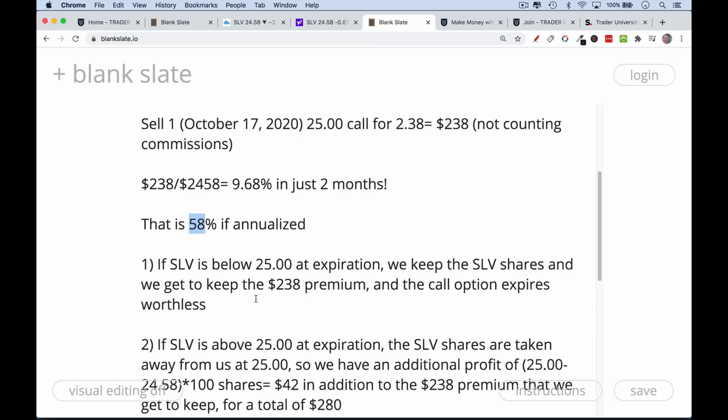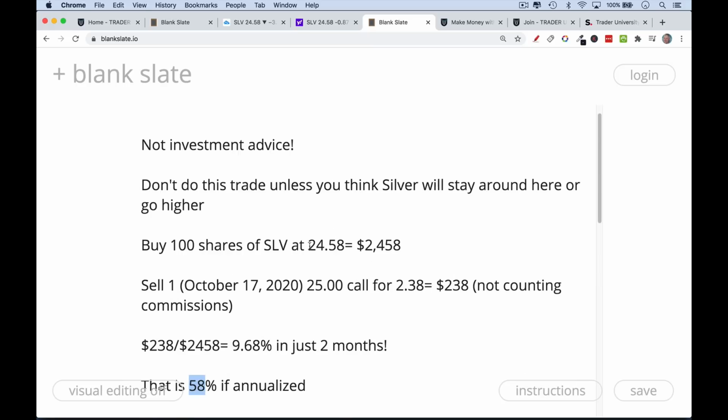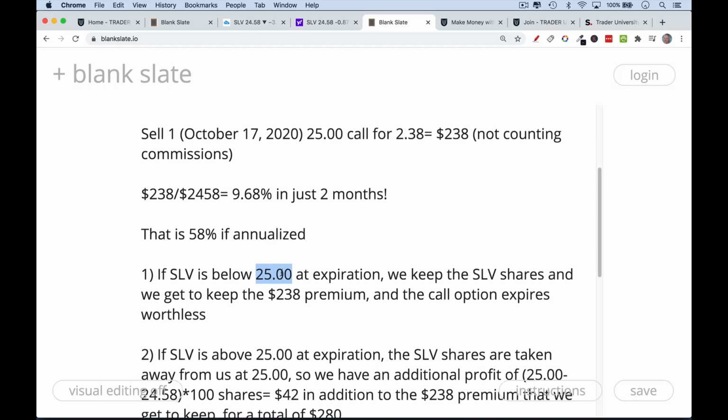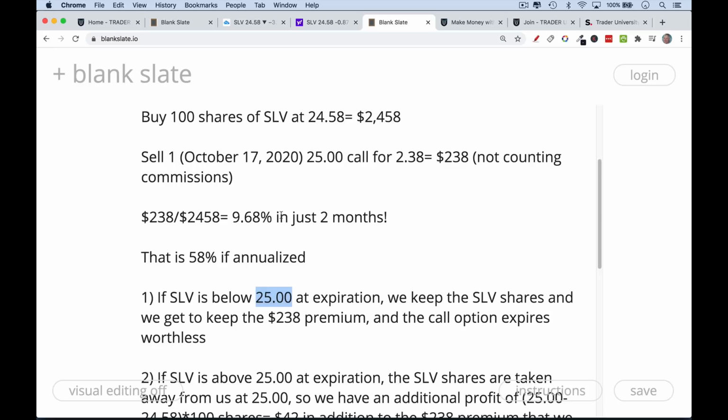So what happens in different scenarios? Well, silver is currently trading at 24.58. So if it stays below 25 at expiration, and we're just going to look at what happens at expiration, because you can trade out of it before expiration, and to trade out of it, you're basically going to first buy to cover the call. You'll buy back the call, and then you'll sell the shares. But let's just assume that we hold it to expiration. That's how we normally do it.